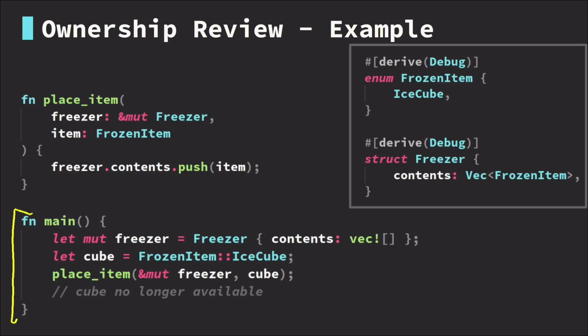At the end of the main function here, there's no more code. So once the main function ends, the freezer will get cleaned up because the main function is responsible for cleaning up everything that's created within.